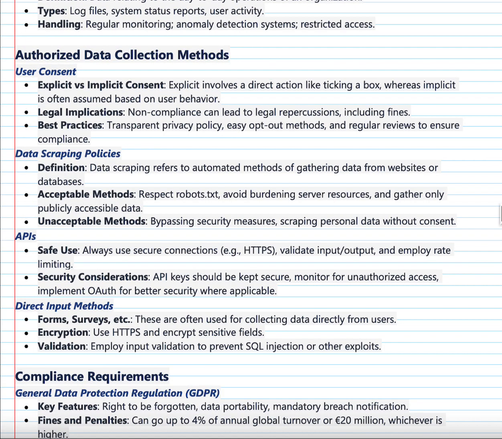Okay, so we're going to talk about authorized data collection methods. There's 4 areas that I'm going to touch on today. First one is user consent. Then there's data scraping policies, APIs, and direct input methods.